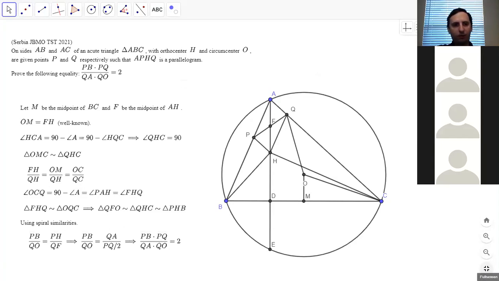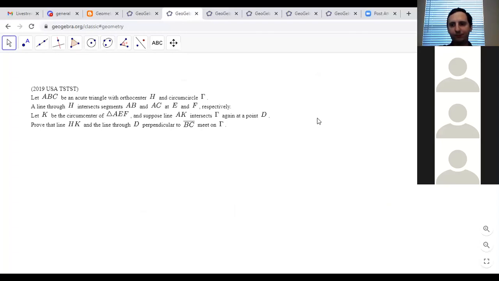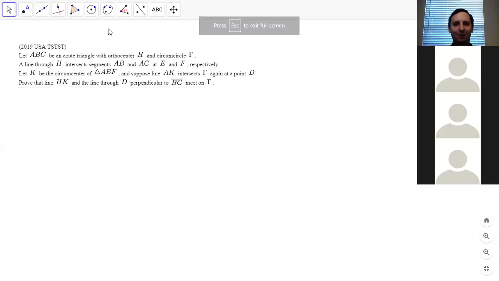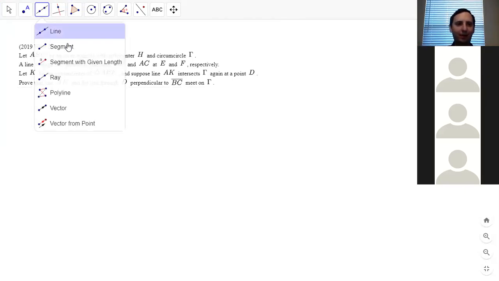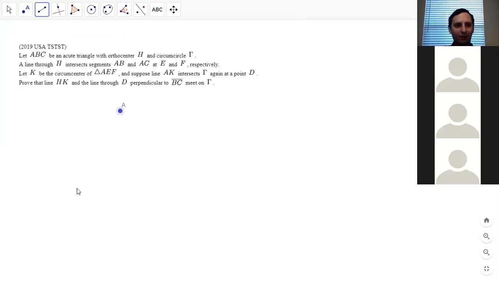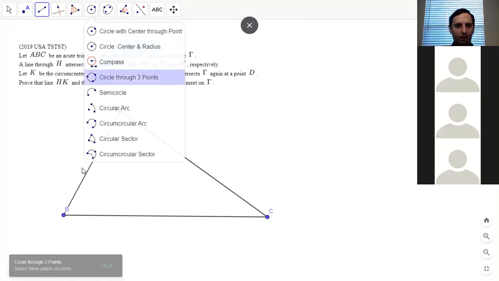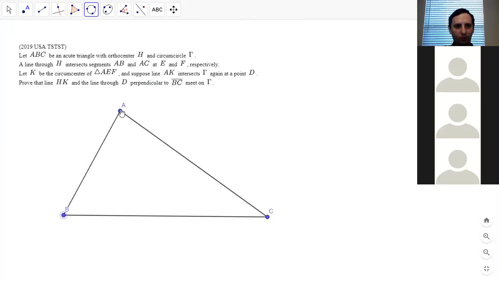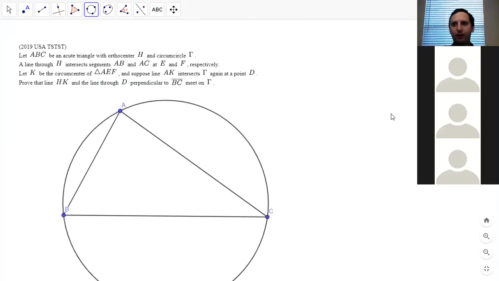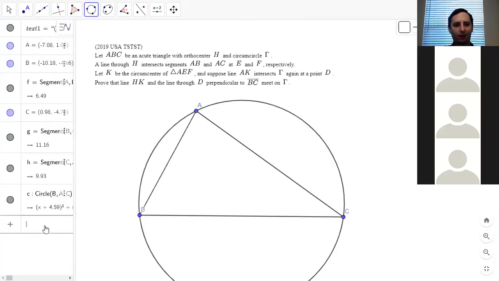All right, so I'm going to move on to the next problem. So this is from the TST. So not the team selection test, but the selection test for the team selection test. So we have a triangle ABC, orthocenter and circumcircle. And then we have a line through the orthocenter. So whenever I see lines through the orthocenter, for some reason I think Pascal's theorem. I don't know if it'll be useful, but maybe it will.